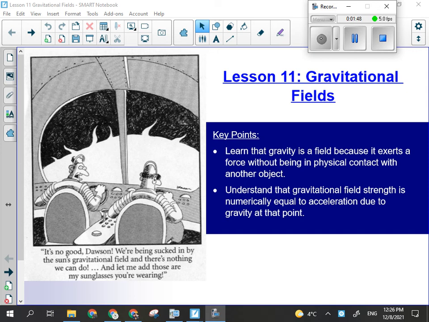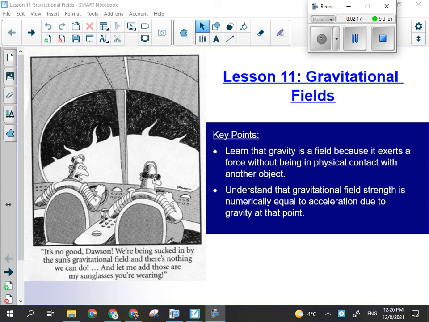contact. The thing about field forces, their ability to exert force diminishes exponentially with distance. So as I get further and further away from Earth, I will feel exponentially less gravitational field strength and less gravitational force on me due to the Earth. I'm all right with that idea.